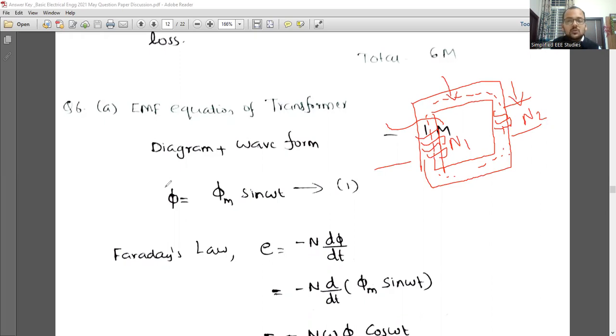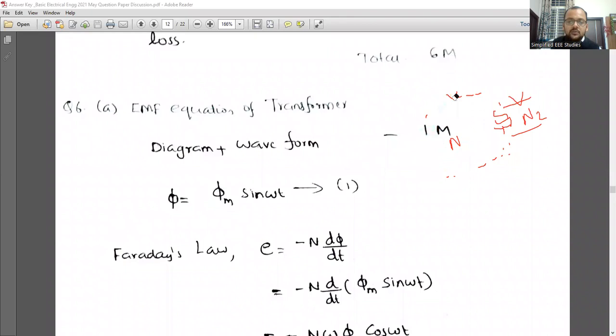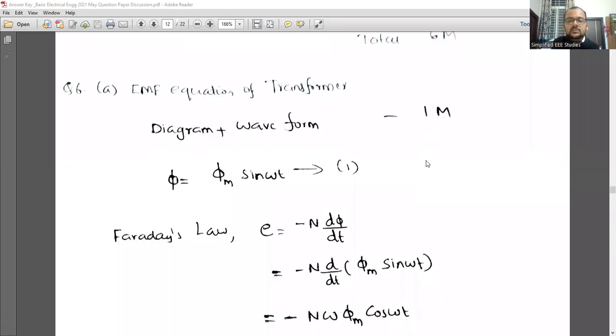Then flux also varies sinusoidally. Therefore, instead of phi, I can write phi m sin omega t, where phi m is the maximum value of flux. Omega is nothing but angular frequency. Now applying Faraday's law, e is equal to minus N d phi by dt. You should know the basics of differentiation. Then you can do the differentiation very easily. So please recall the calculus part. It is required for engineering.